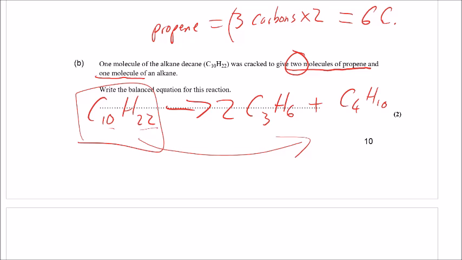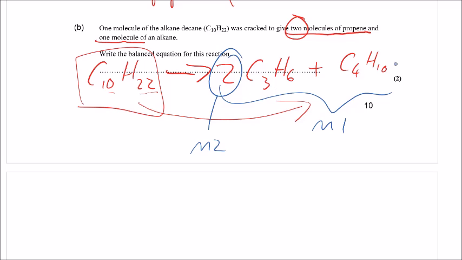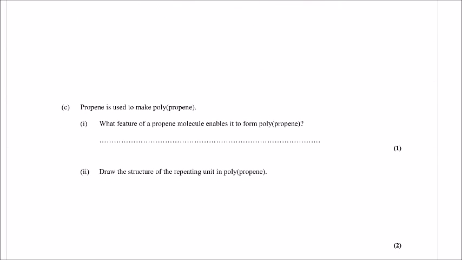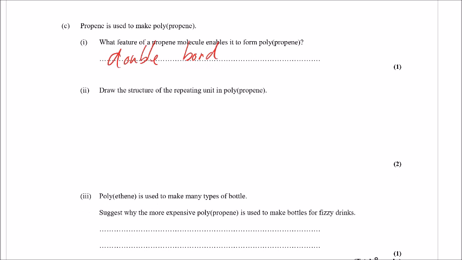So I'll say that again, 1 mark for each of the products, or it might be 1 mark for the products and 1 mark for the balancing. What feature of the propene molecule enables it to form the polymer? This is the double bond, making the alkenes much more reactive than the alkanes.